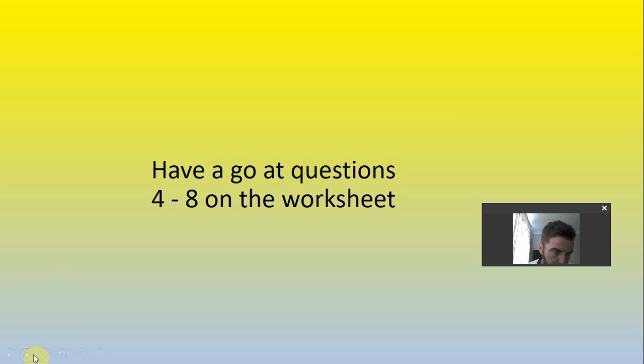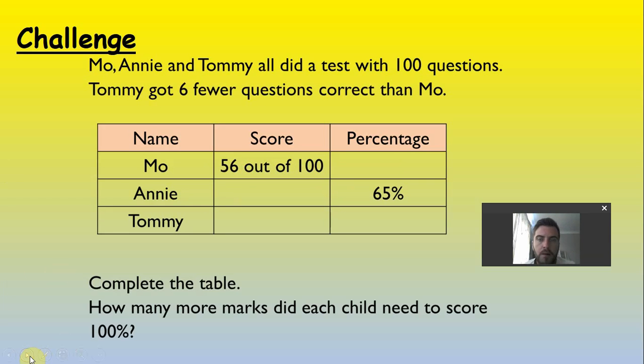Okay, welcome back. If you finish, I have a challenge for you. So you see the challenge here. It says Mo, Annie and Tommy all did a test with 100 questions. Tommy got 6 fewer questions correct than Mo. And then on the table you can see here we've got the names, we've got their scores out of 100, and then we've got their percentage score. So it says complete the table. How many more marks did each child need to score 100%?